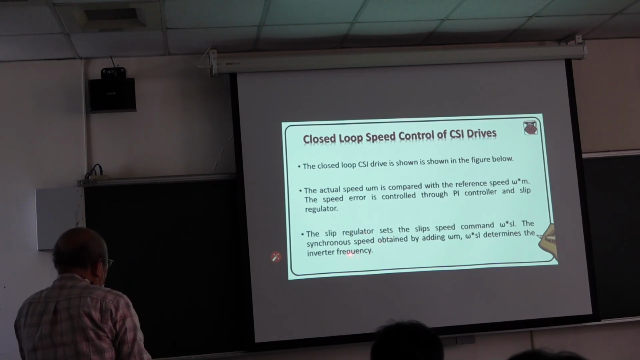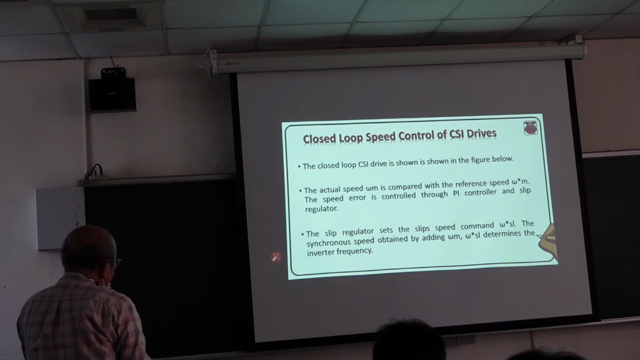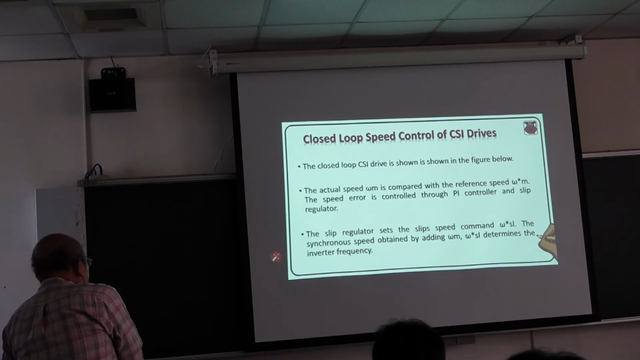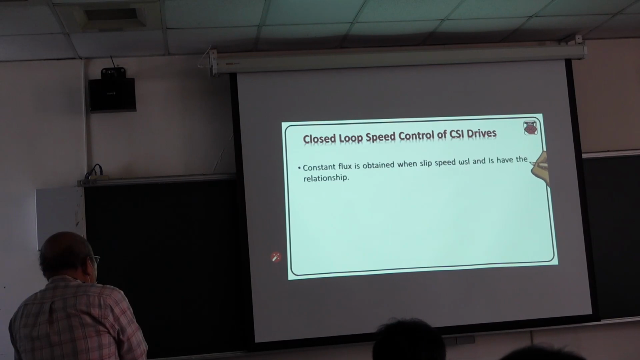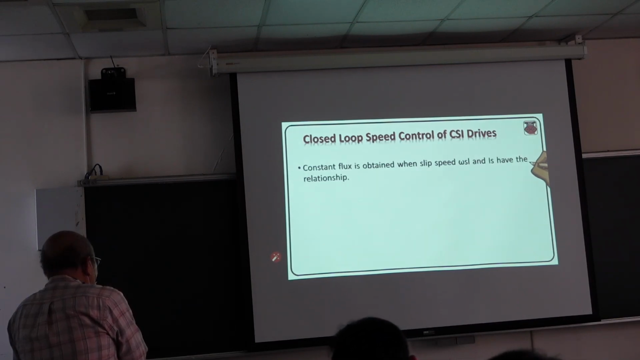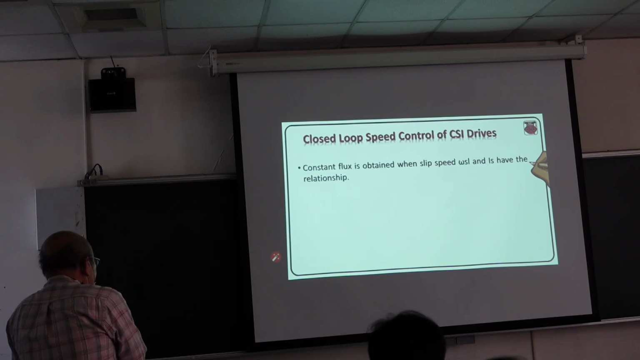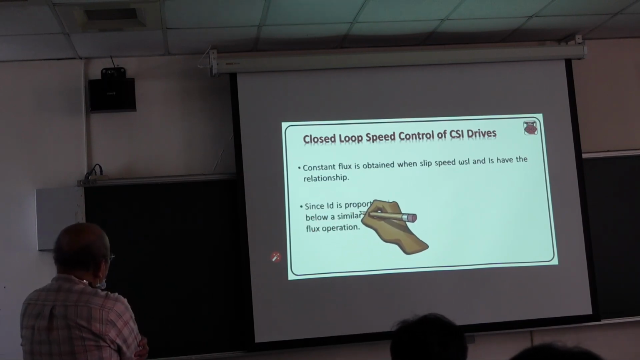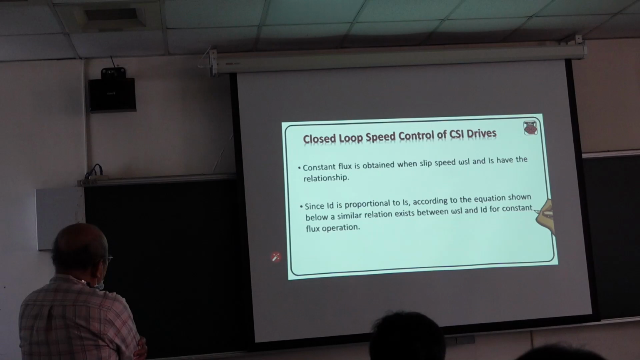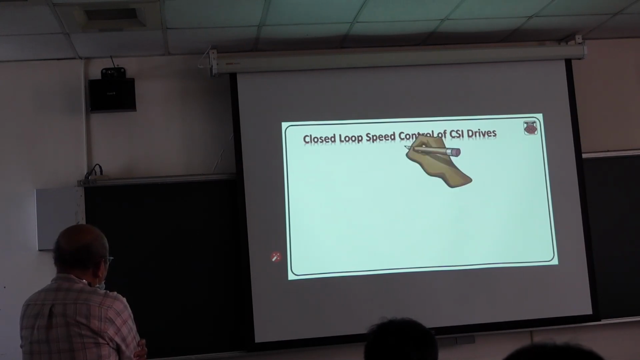The synchronous speed is obtained by induction motor control using the current source inverter. Omega star SL determines the inverter frequency. Constant flux is obtained when the slip speed omega SL and IS have a relationship, since IT is proportional to IS according to the equation shown below. A similar relation exists between omega SL and IT for constant flux operation.